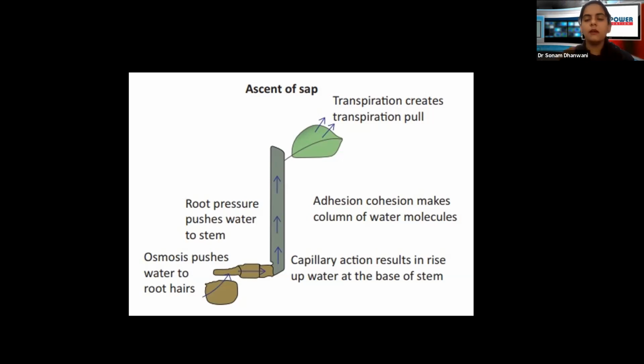To make that big a water column, we need adhesion and cohesion, and then finally when the water has reached the aerial parts of the plant, we need the transpiration force. It is generally recommended that you keep in mind from osmosis, but either way it doesn't really matter. Just keep in mind that these are 5 forces.